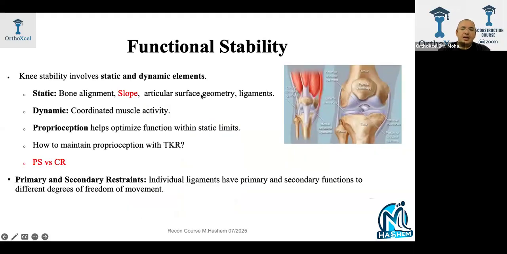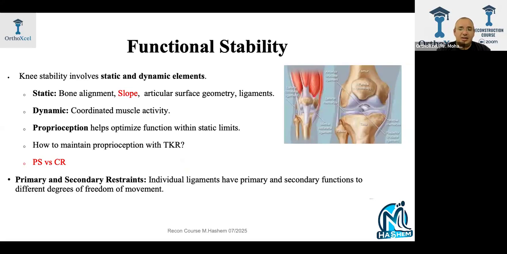Okay, then we come to the functional stability. Up till now, we spoke about all the anatomical landmarks and the normal mechanical stability. Now we'll speak about the functional stability: how your knee is getting stabilized.